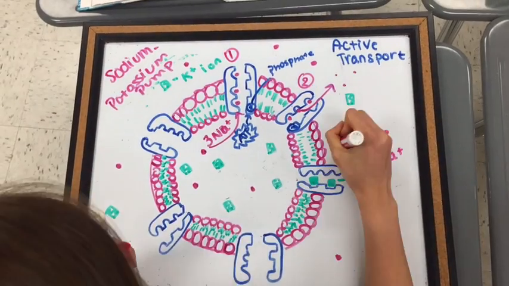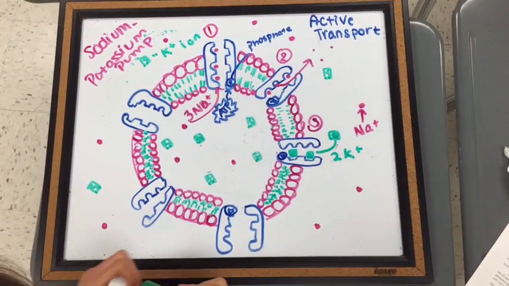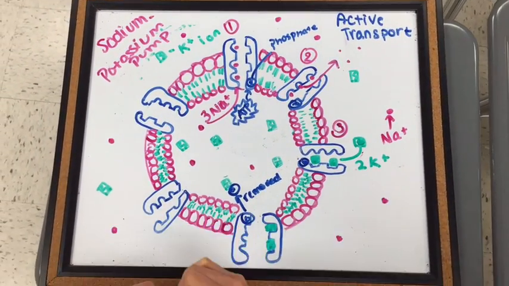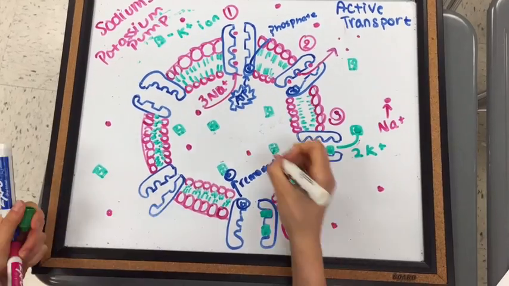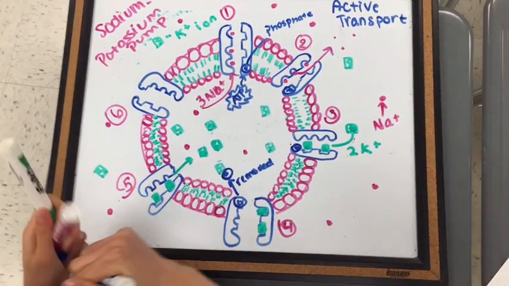The change in shape triggers a high affinity for potassium ions, allowing 2 to enter the pump. This triggers the phosphate group received from ATP to be released. When the phosphate group is released, the sodium-potassium pump loses its affinity for potassium ions and changes shape once more. This allows for the release of the potassium ions into the cell.